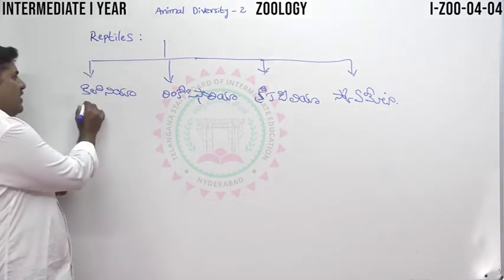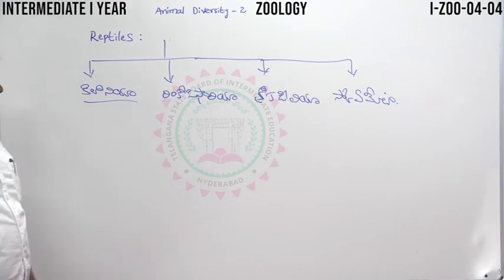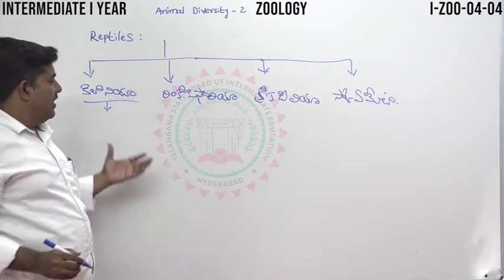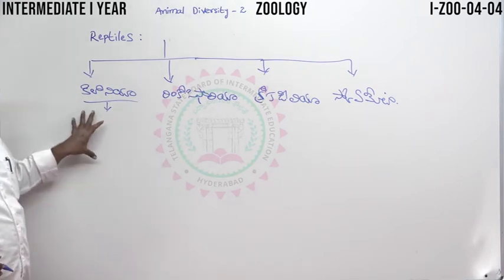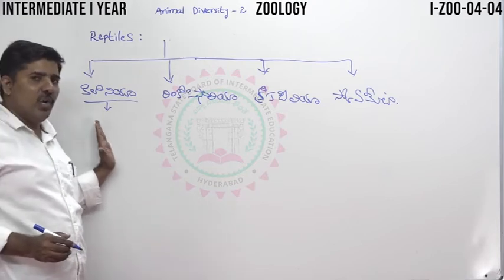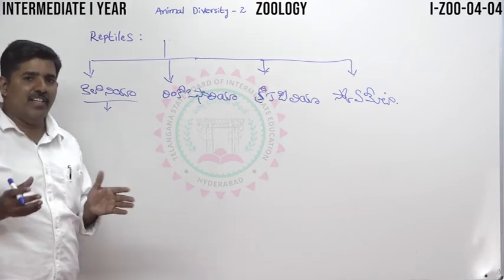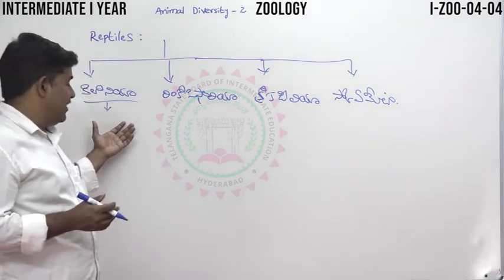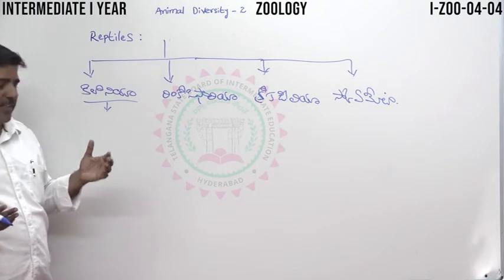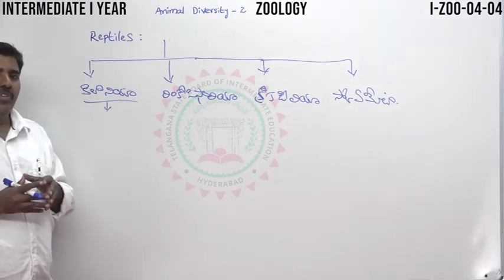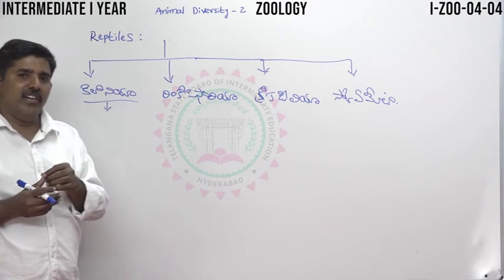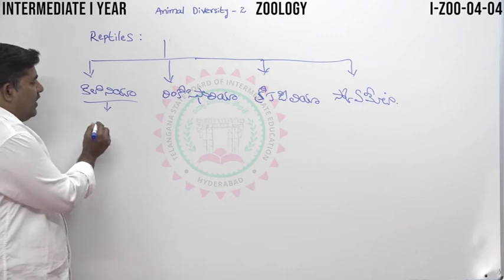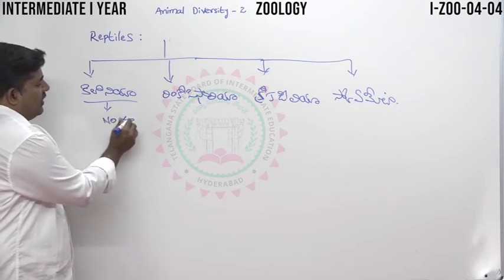So first, discuss the Chelonia. Chelonia is where most of the tortoises are placed. This particular Chelonia contains the reptiles. Sorry, that is the tortoise. So the tortoise is located in this Chelonia. In this particular tortoise there are no teeth. It is a very, very important structure of the Chelonia. It is called no teeth. This is important.